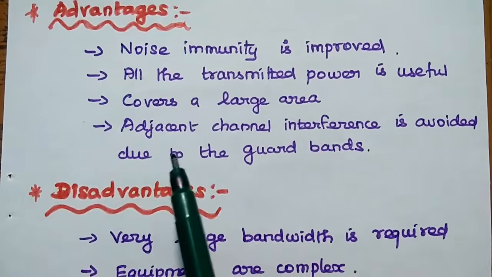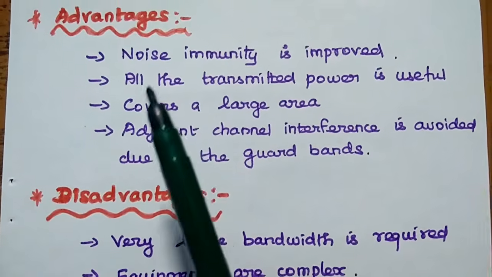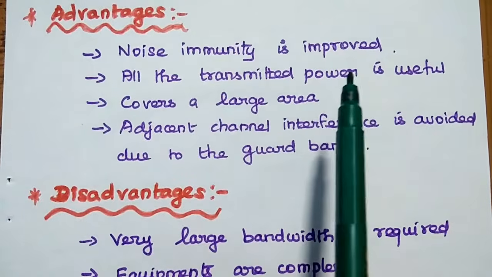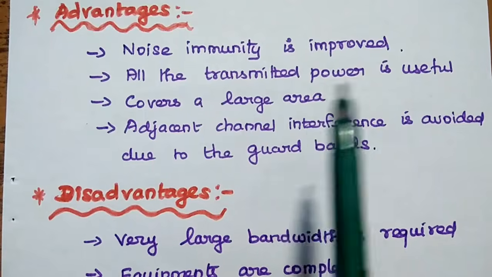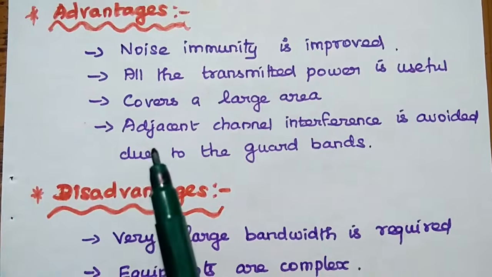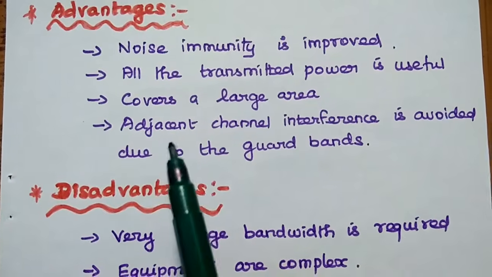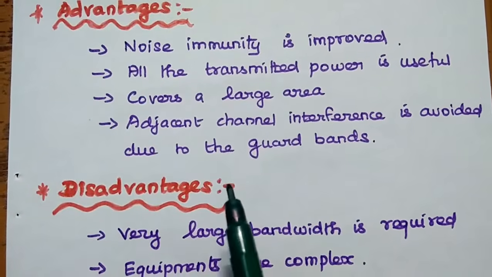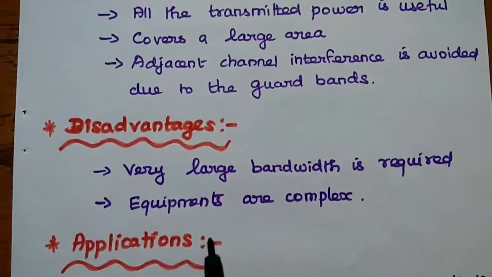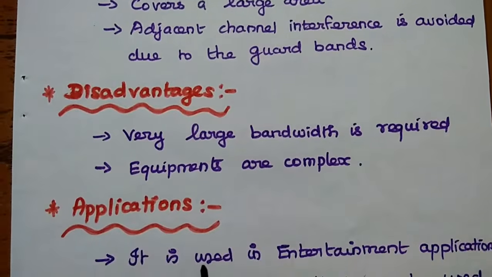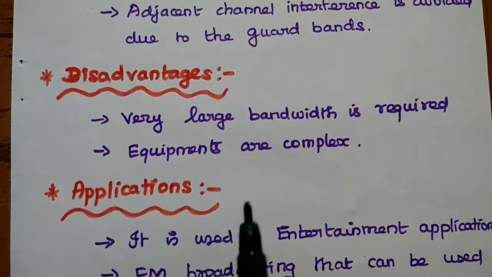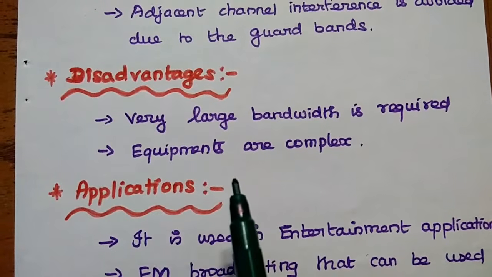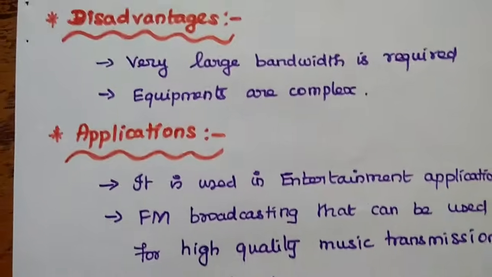Advantages of wideband frequency modulated signal. In wideband frequency modulation, the noise immunity is improved. All the transmitted power is utilized properly. It covers a larger area. Adjacent channel interference is also avoided due to the guard bands. There are some disadvantages. Very large bandwidth is required and the equipment for transmission and reception is complex.